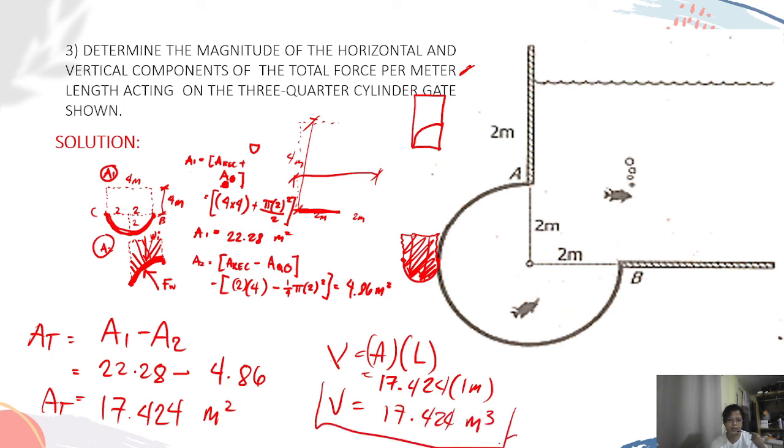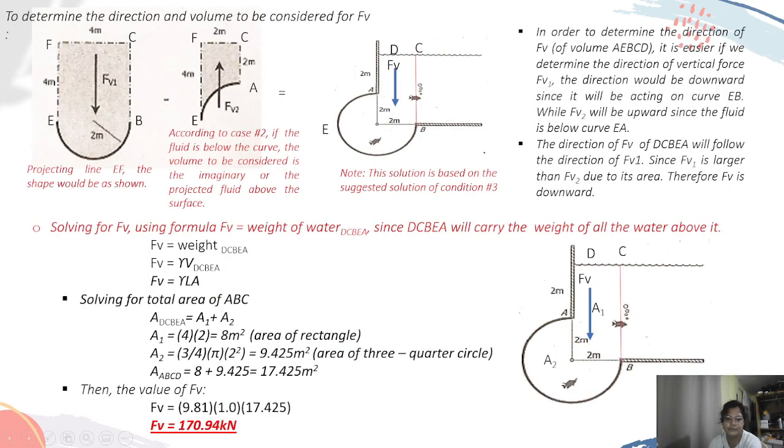Now, to get the vertical component of the hydrostatic force. So, gamma V, 9.81 by 17.424, and the final answer is 170.94 kN. Tama, 170.94.